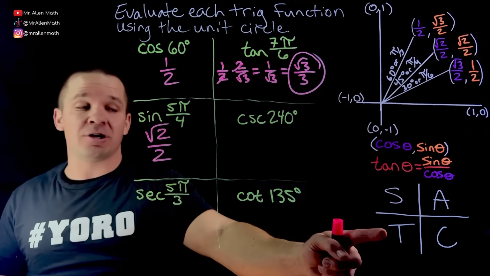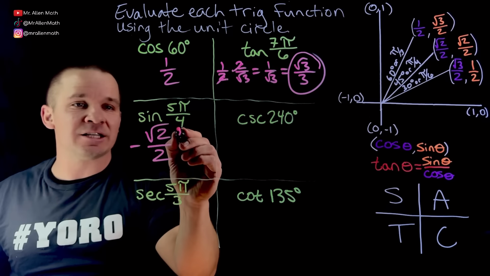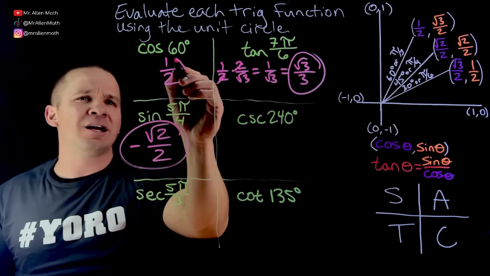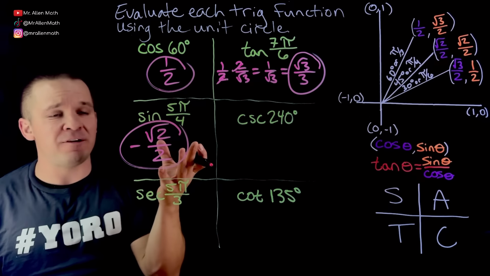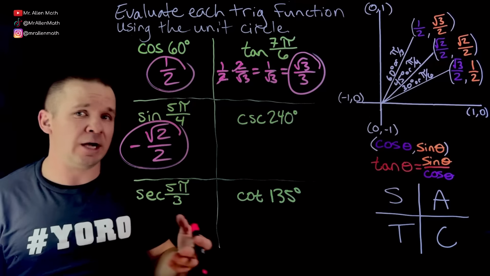Tangent and cotangent are positive, which means sine has to be negative. So there's my final answer. Beautiful. Lovely. So I got my value, then I decide if it's positive or negative. That's how I go about it.